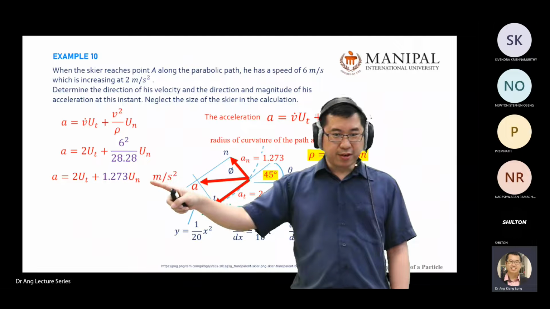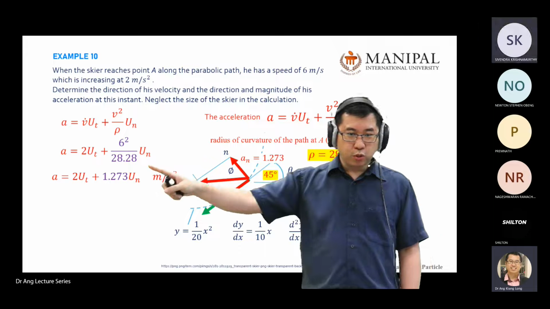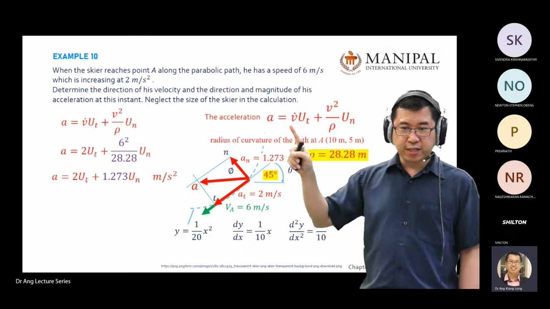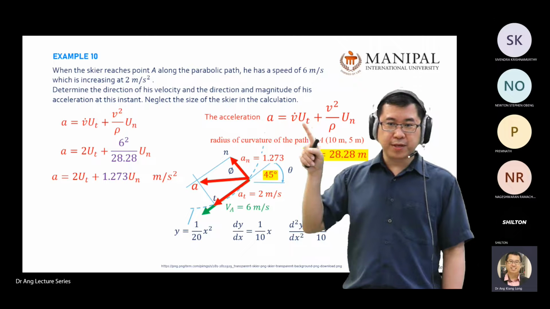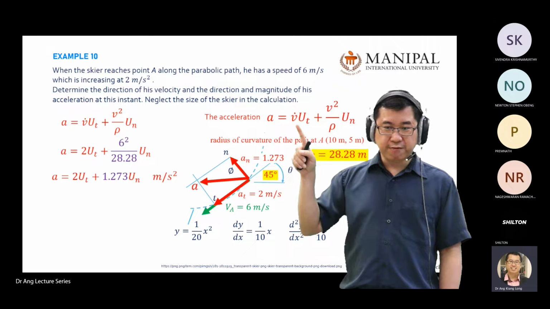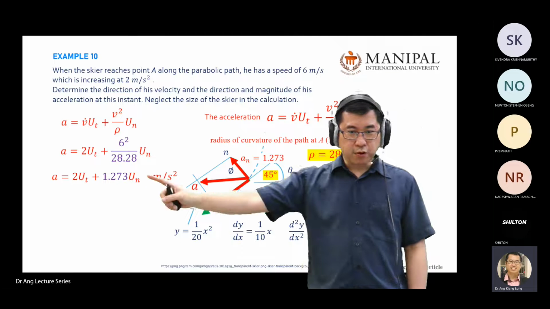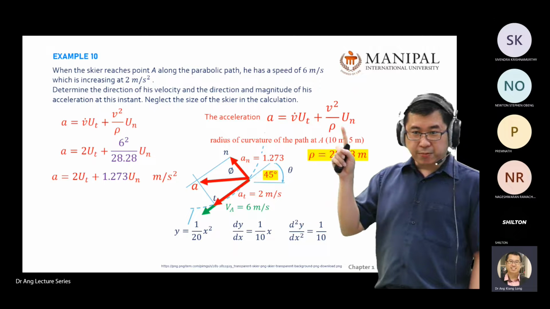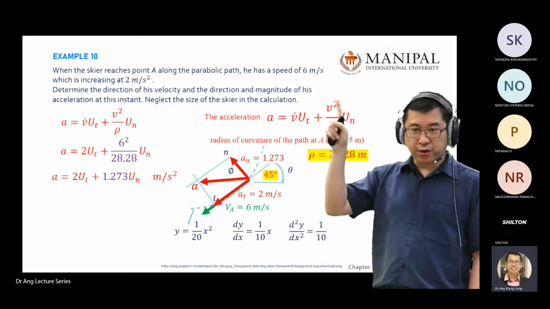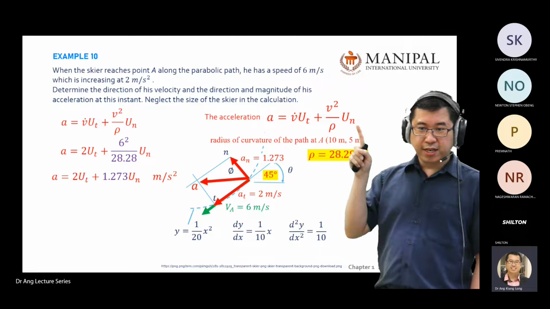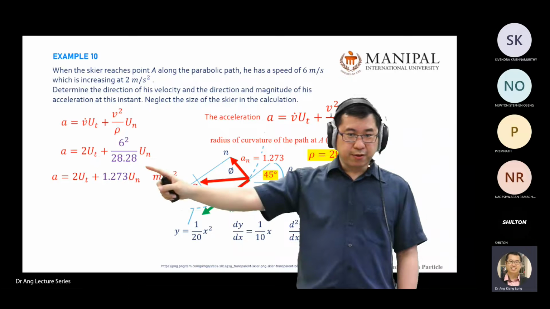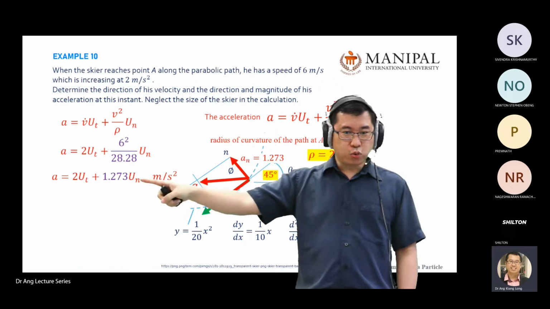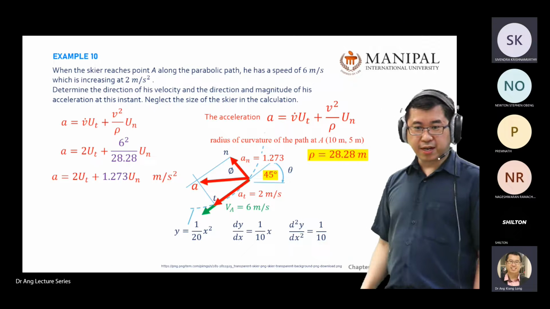So you go back to the calculation. The 2 ut, 2 is the magnitude of your tangent acceleration. Ut means direction, because it's a vector. Vector has magnitude and direction. You compare side by side this equation and this one. What is this component? Is the magnitude of your acceleration in what axis? N axis. What do you get for your N axis component or magnitude? 1.273, correct? Correct, sir. Okay.